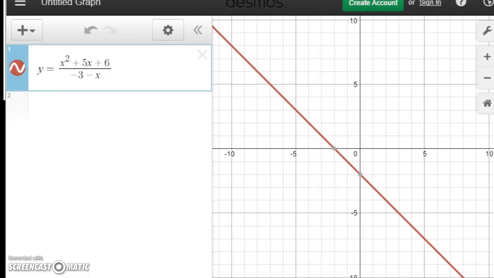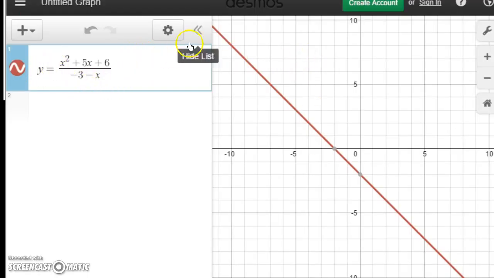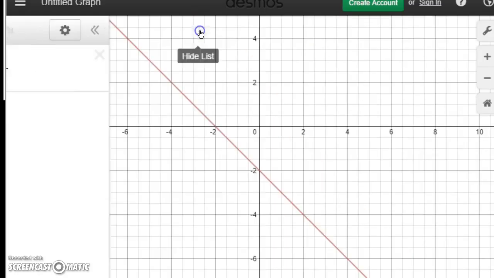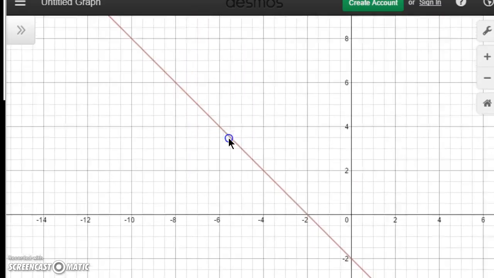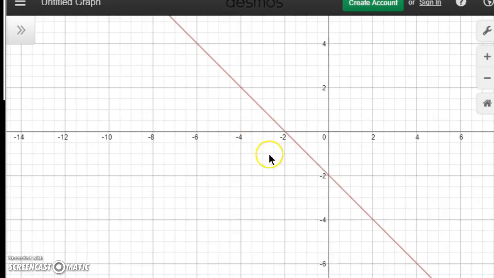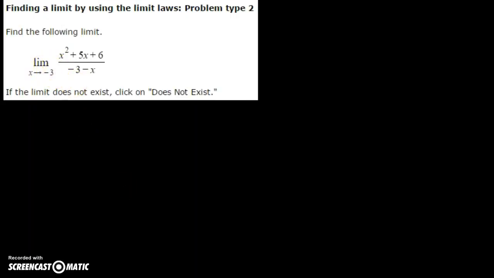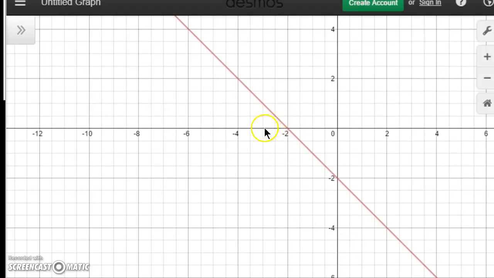Alright, so on Desmos I have already put the equation down, x squared plus 5x plus 6, and the denominator is -3 minus x. Make sure you have the equations typed in correctly. Now if you look at the graph, it is actually a straight line. Now, the x that we are interested in is -3. So let's go to our graph and look at -3.